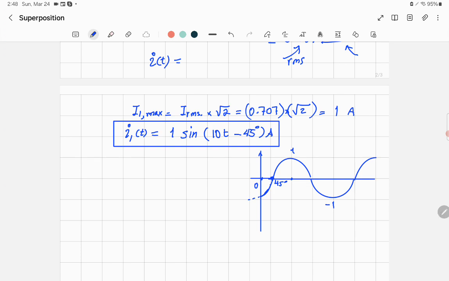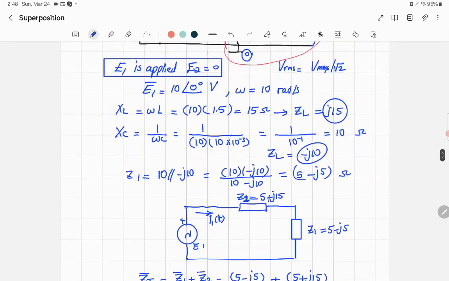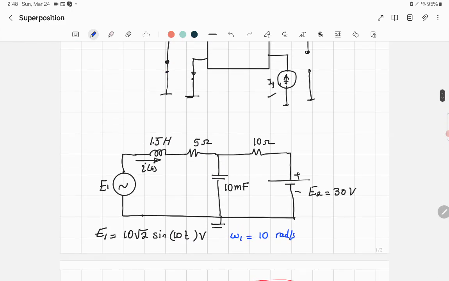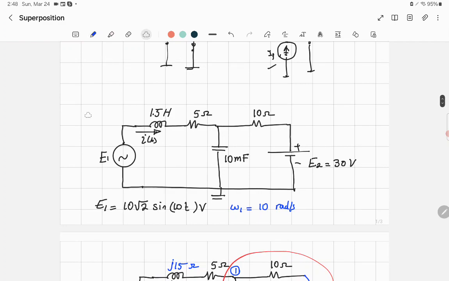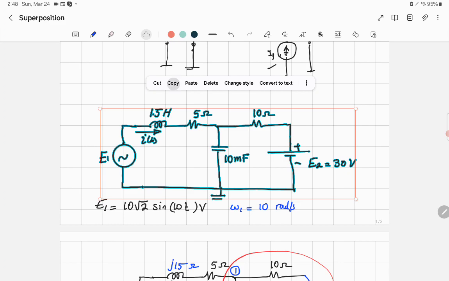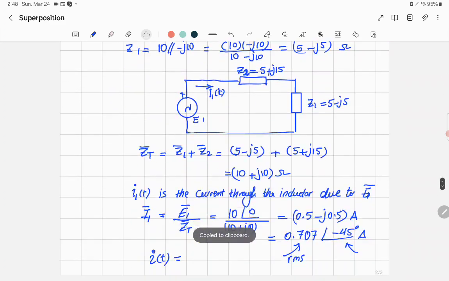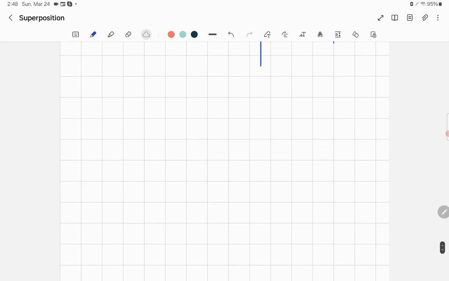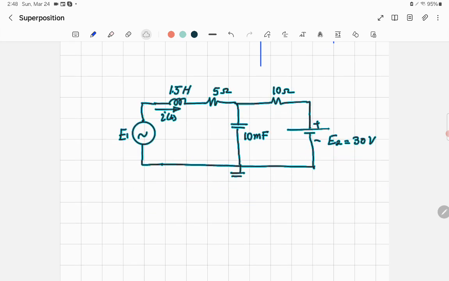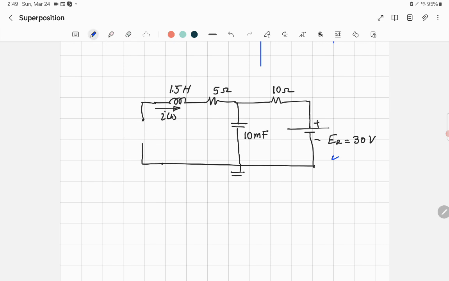Now we want to find the current due to the DC. So you're going to get a circuit exactly similar to the DC one we did last time. But this is important because it now has two different sources, one AC, one DC. All right. So now I'm going to apply E2, and I will put E1 equal to 0. It means I'm going to remove this and just put a short circuit.